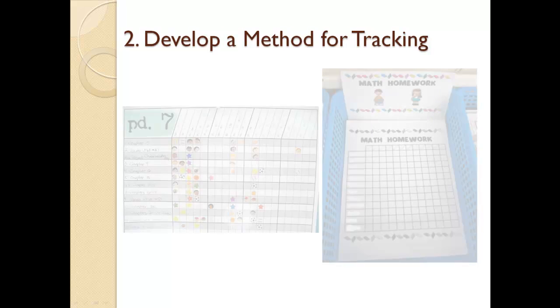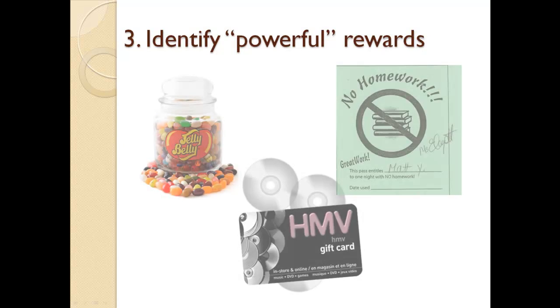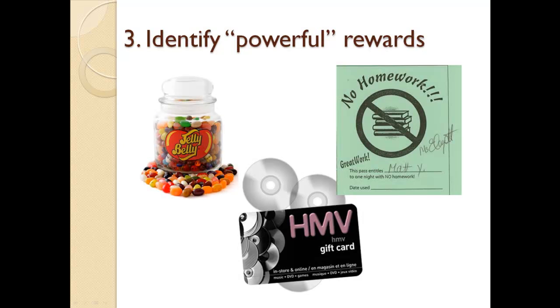Step 2. Teachers should develop a method for keeping track of tokens or points. For adolescents, points, numbers, or check marks should be used over physical tokens. Step 3. Powerful rewards should be identified. In order for the reward to be motivating, it must be perceived by the students as desirable and worth working for.